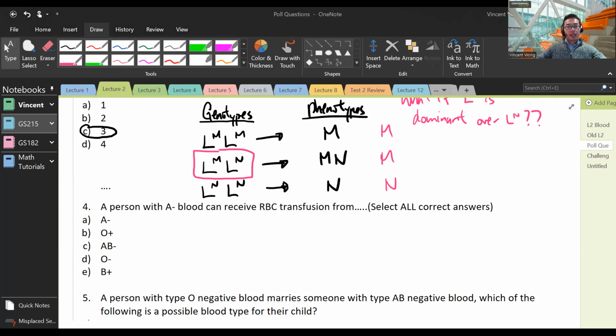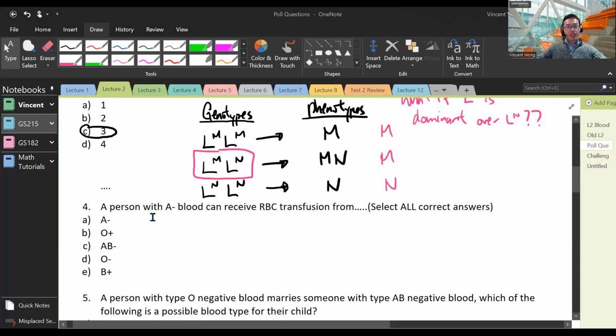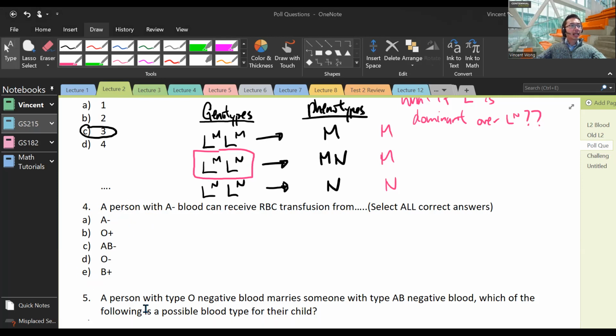Okay. A person with A negative blood can receive RBC transfusion from, select all the correct answers. So try not to look at the table we just did. See if you can pick out the correct ones.